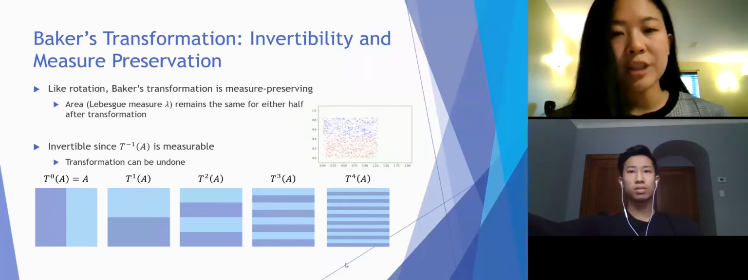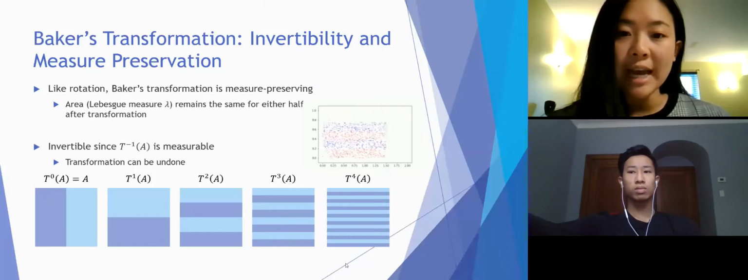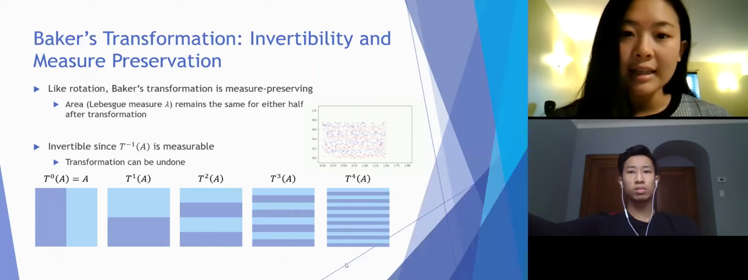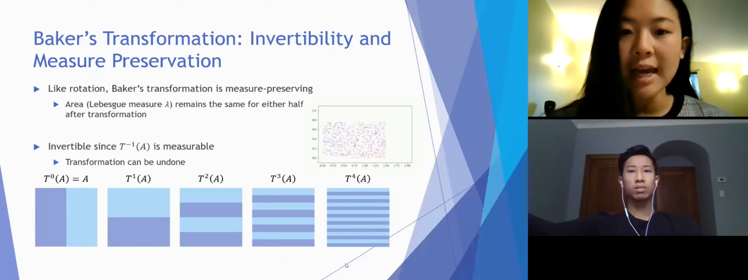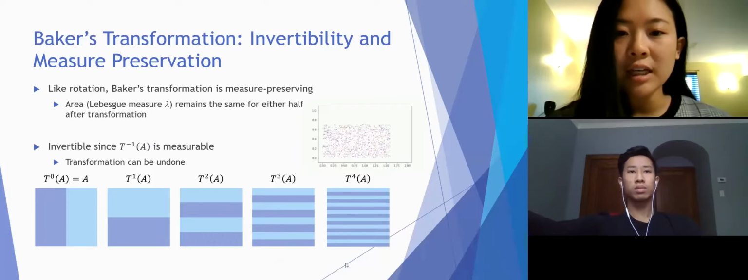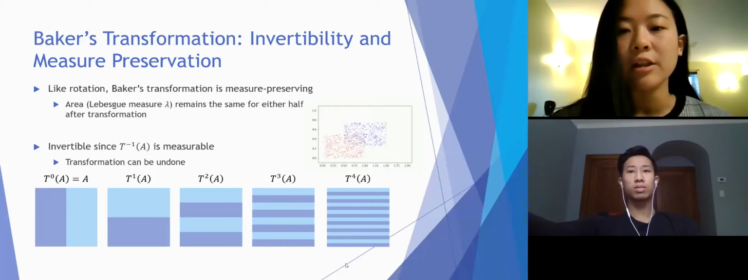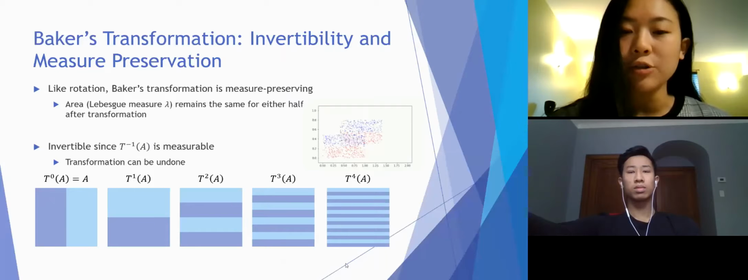When working in 2 dimensions, the measure of a set is equal to its area. It is then easy to see that this transformation is measure preserving, since the area remains the same 1x1 square it started off as. The transformation is also invertible, since it can be undone by separating the square into the top half and lower half and just going backwards on the transformation.